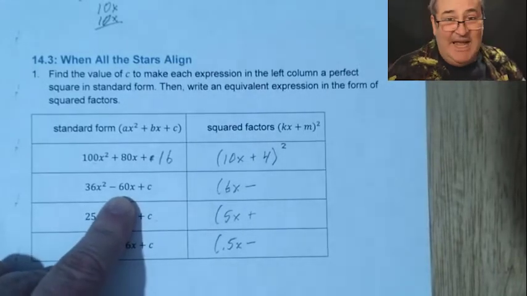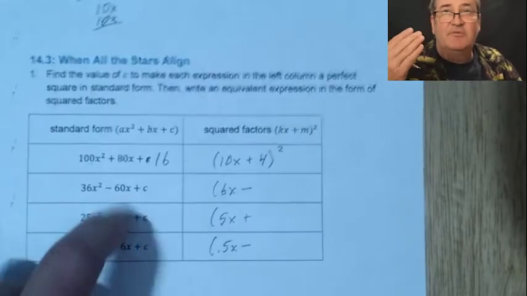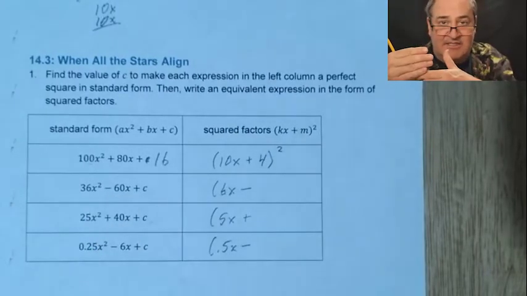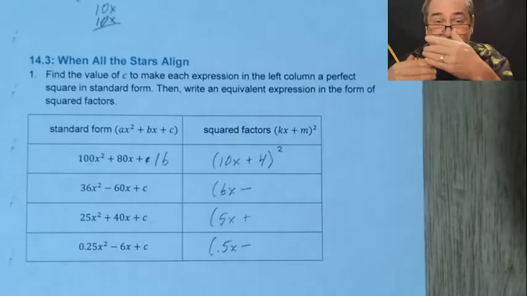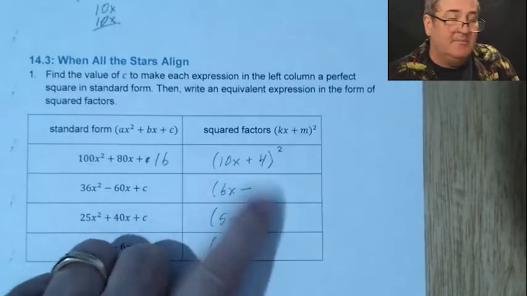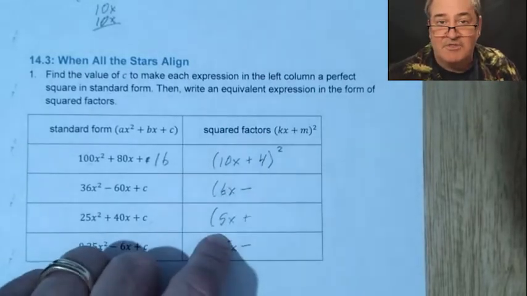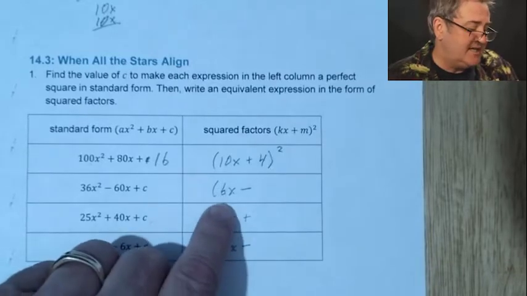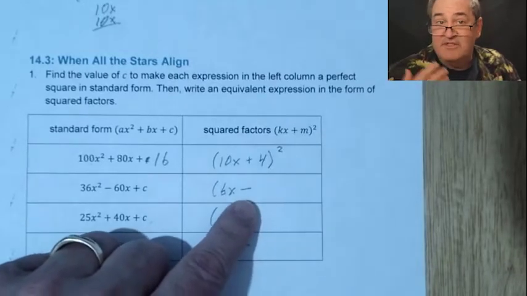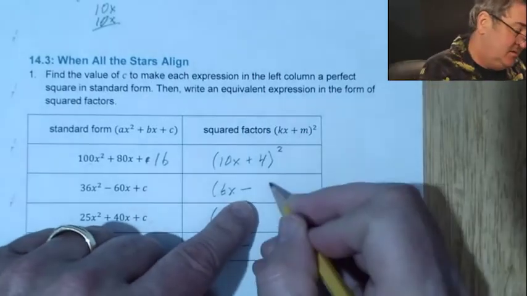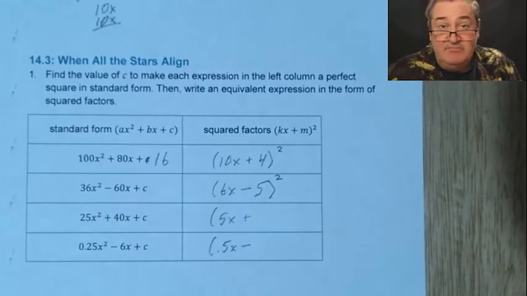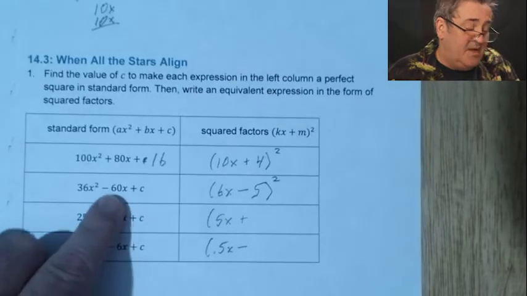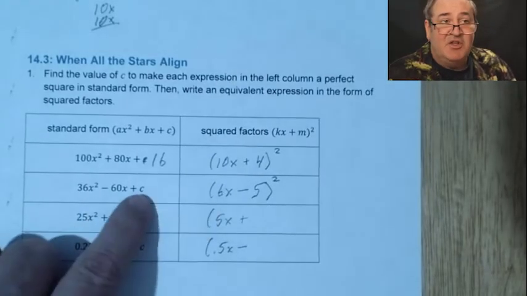Minus 60x. So we have two numbers that are the same that would add up to be minus 60x. So it must be minus 30x and minus 30x. We just cut it in half. So we need minus 30x to be the number we get when we multiply the two terms together from the binomial. 6x times minus what would give us minus 30x? Five, right? Minus 5 times 6x is minus 30x. So if we had two of those, that would be minus 60x. That is the binomial.